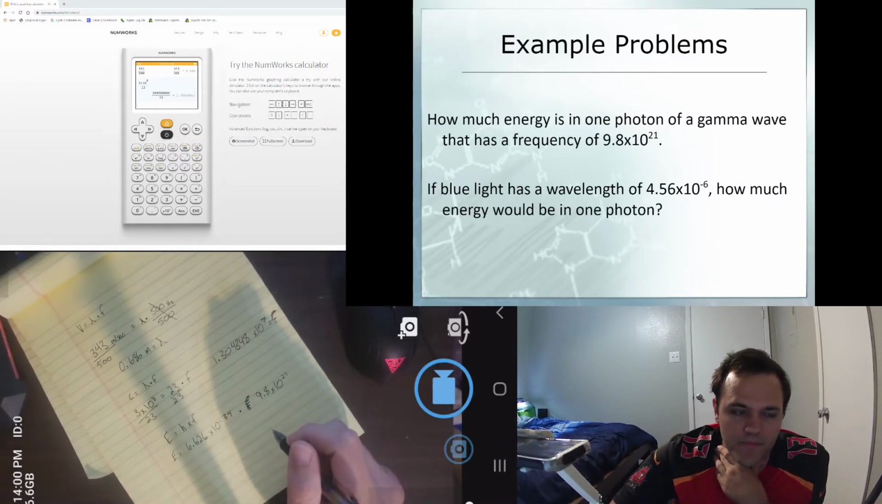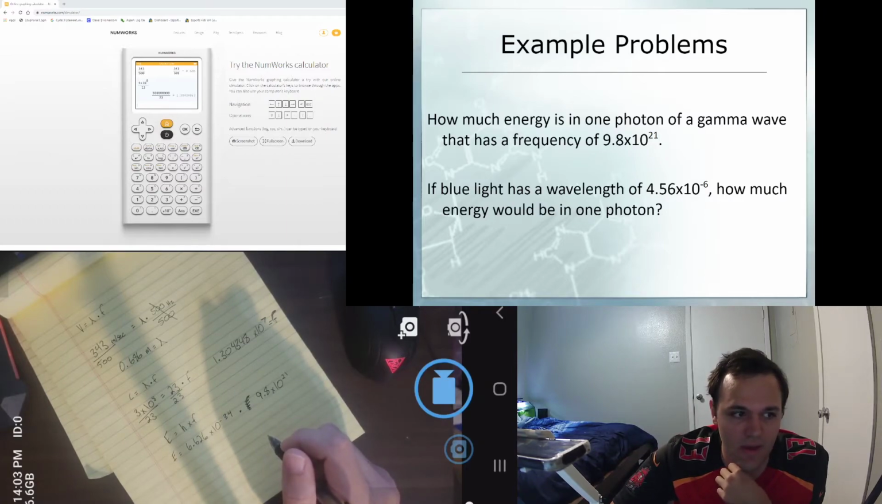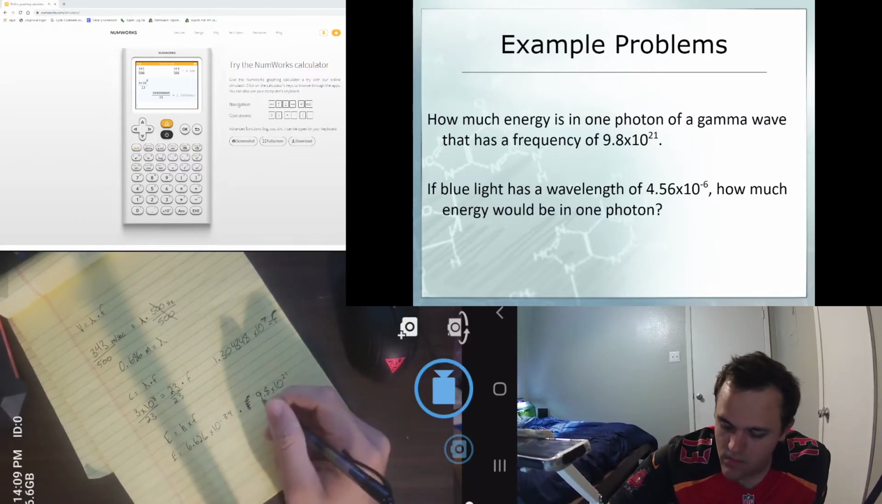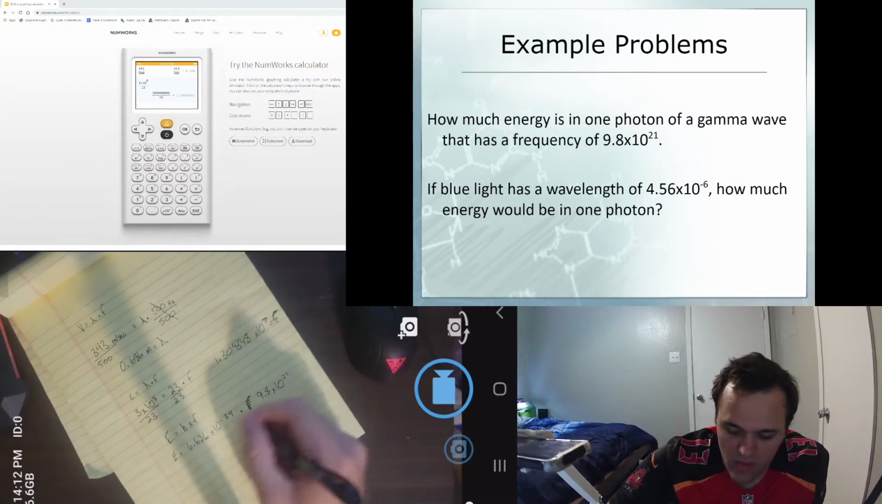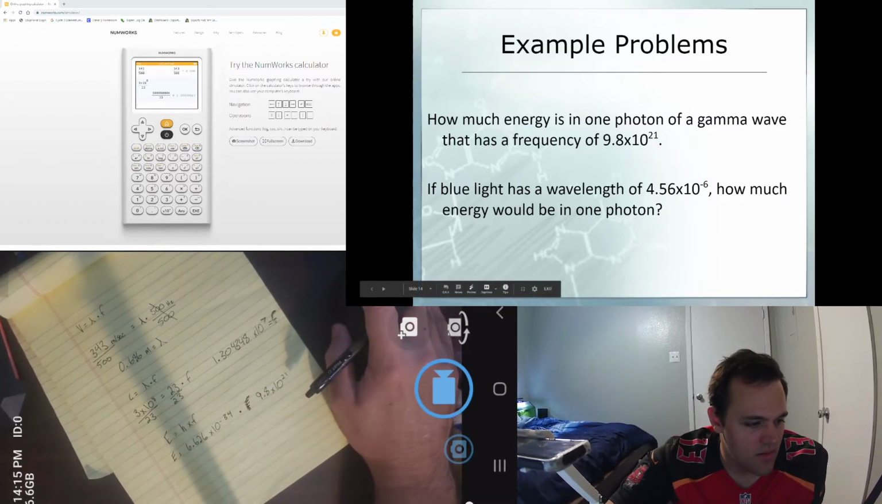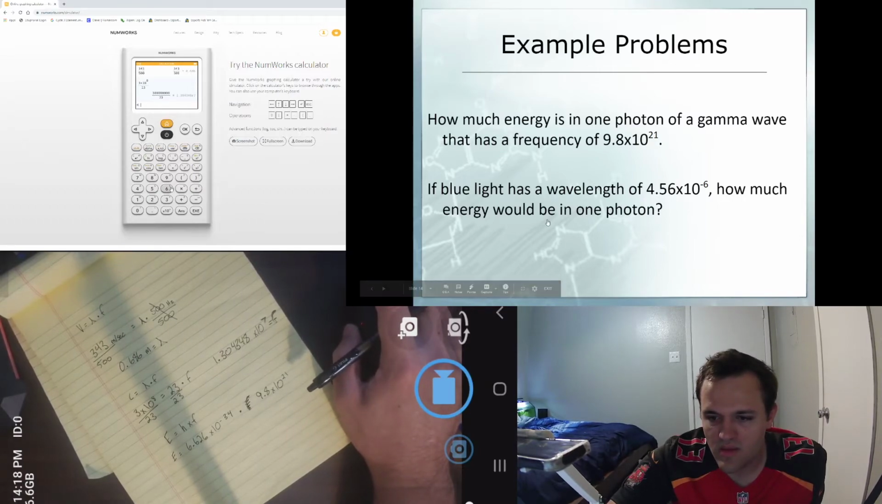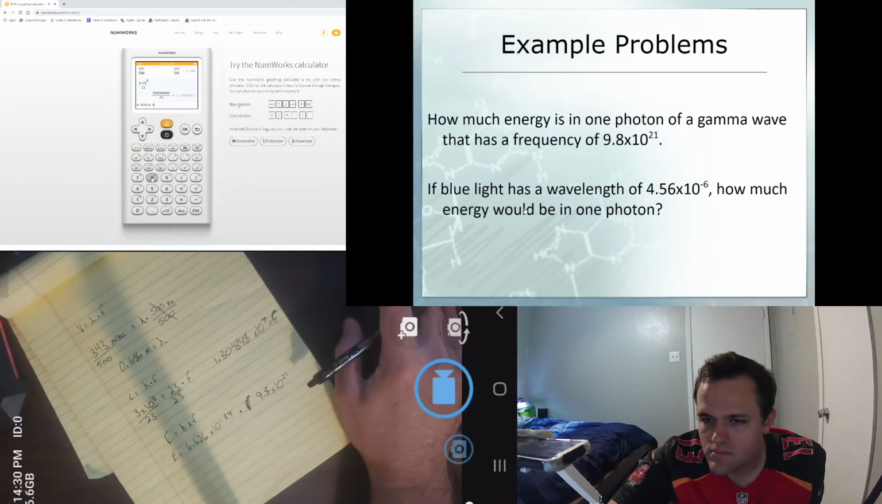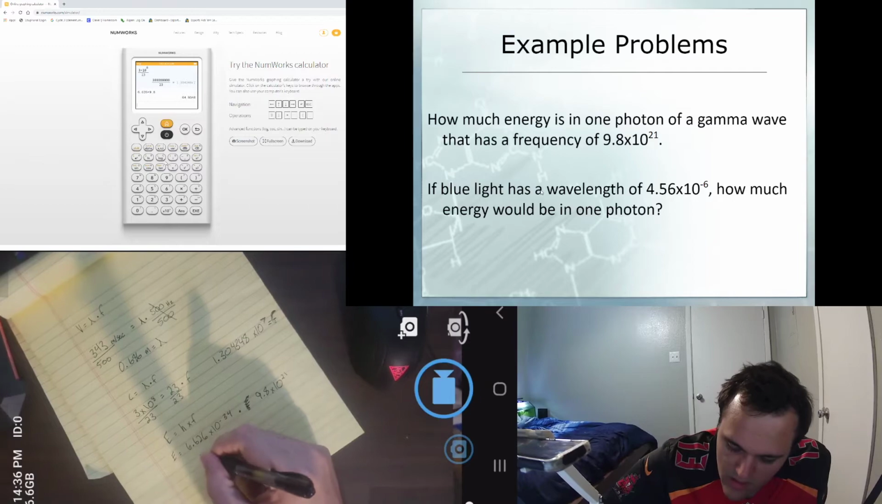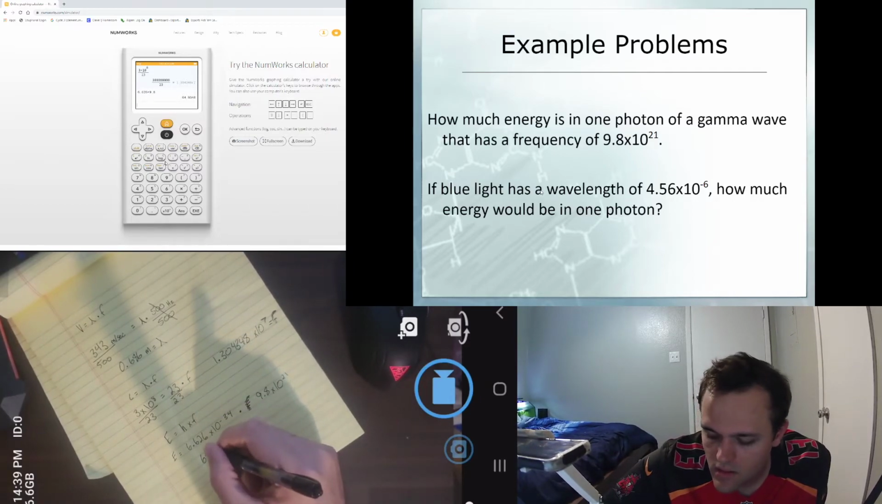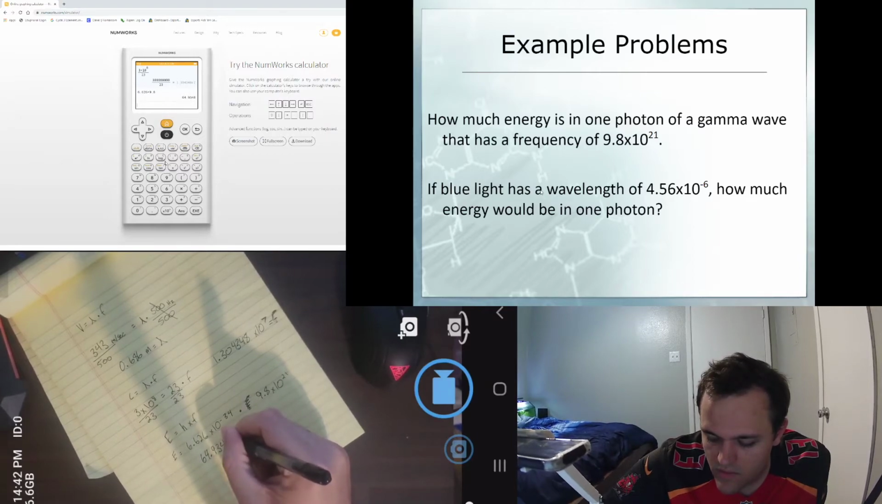And if you remember from when we were talking about scientific notation, the way to multiply scientific notation together is to take the 6.626 times the 9.8, our two base numbers, and multiply them together first. So let's do that. Let's say 6.626 times 9.8. That comes out as 64.9348.